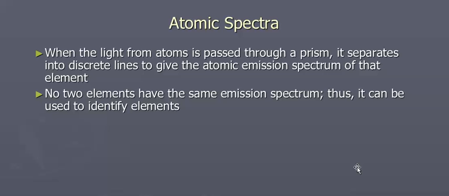When the light from atoms is passed through a prism, it separates into discrete lines to give the atomic emission spectrum of that element, and no two elements have the same atomic emission spectrum. I will show you examples of some atomic emission spectra in class. We'll look at different elements, and you'll see that no element is the same. We'll look at some spectra in class.